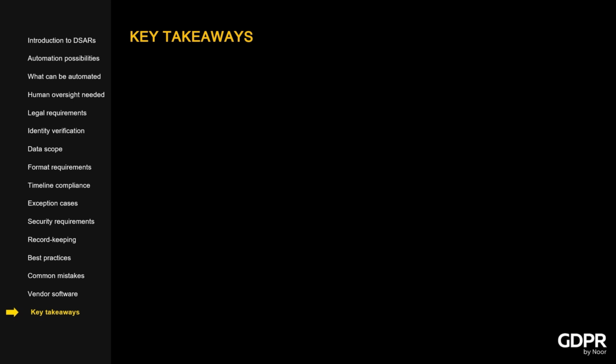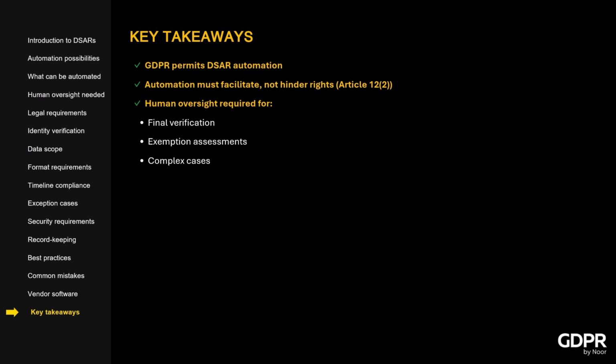So far, we have learned that automation is allowed. The GDPR permits DSAR automation and is technologically neutral. Automation must not create barriers. Under Article 12.2, it must facilitate access, not slow it down or complicate it. Human oversight is essential. Final disclosure checks, exemption assessments, and complex cases all need human judgment.